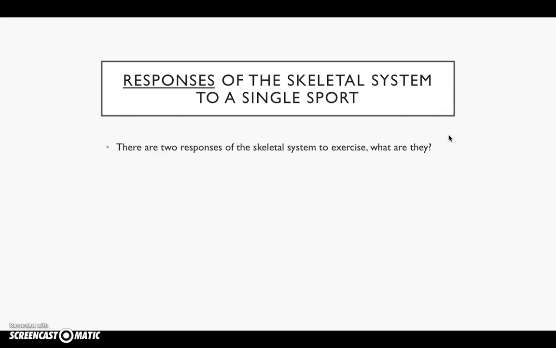So there are two responses of the skeletal system to exercise. What are they? If you can remember them, get them down. If you can't, I'm going to quickly jog on right now and get on to the next part, which is going to be fill in the blanks. If you pause it now, you can get on with that. If you can't fill in the blanks, these are the two responses of the skeletal system. Again, pause this. Once you've got this down, we'll go through.